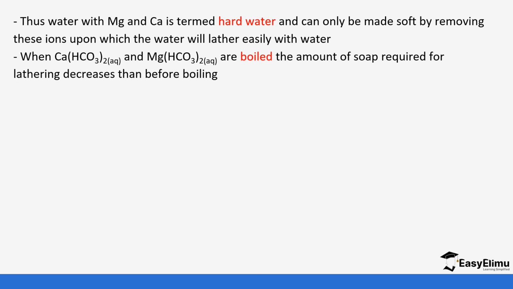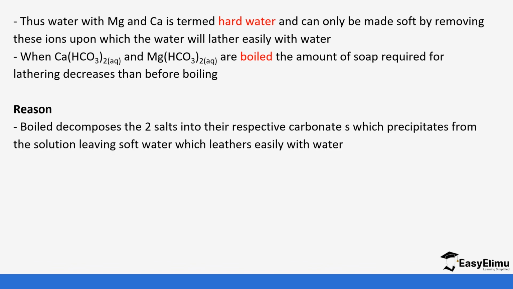So when calcium hydrogen carbonate and magnesium hydrogen carbonate are boiled, the amount of soap required to lather decreases compared to before boiling. So if we boil this water that contains calcium hydrogen carbonate and magnesium hydrogen carbonate, you notice that after boiling, the amount of soap that will be required so that it can lather decreases, meaning it can lather now easily after boiling. The reason why we boil is that it helps to decompose the hydrogen carbonates to form carbonates, which precipitate out, leaving soft water which easily lathers.